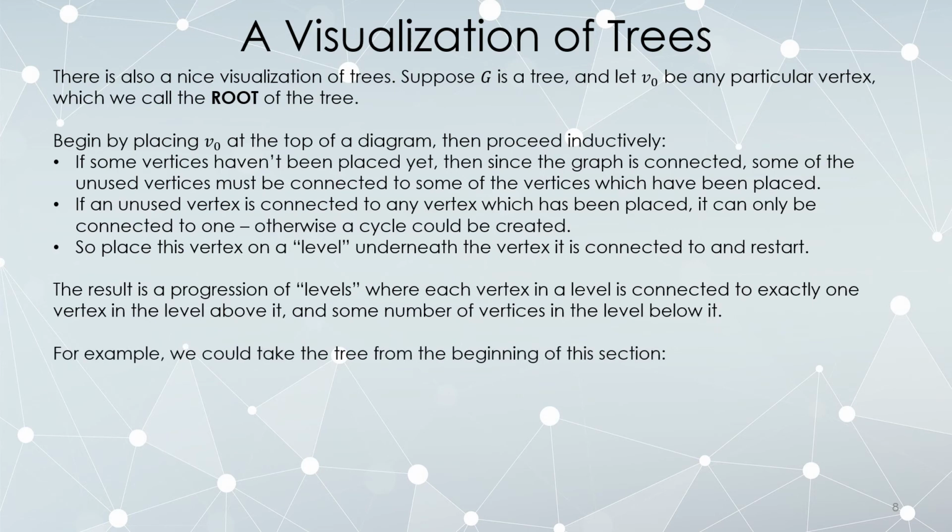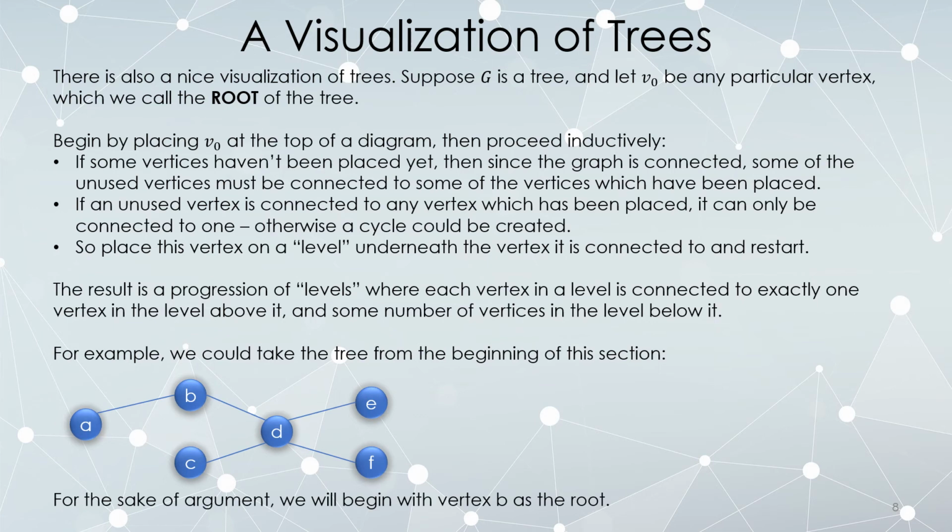For example, the tree at the beginning of this section was this. Let's, for the sake of argument, begin with vertex B as the root. So I stick it at the top. And now I ask, are any vertices connected to B? Why, yes. A is connected to B, so I put it on a level below. And now I ask, are any vertices that I have not drawn connected to A or to B? Yes, vertex D is connected to B, so I put it on the level below that.